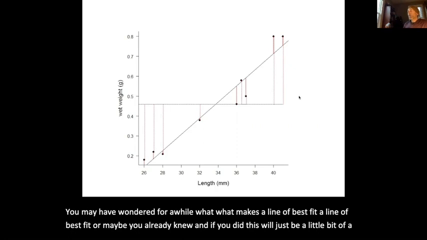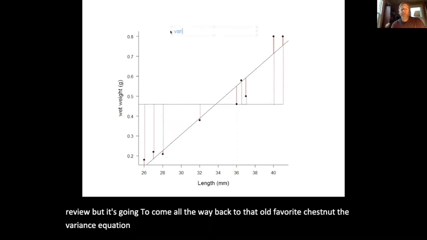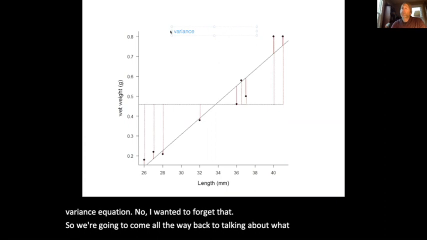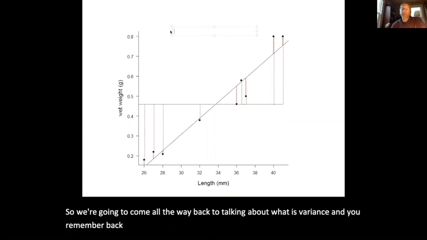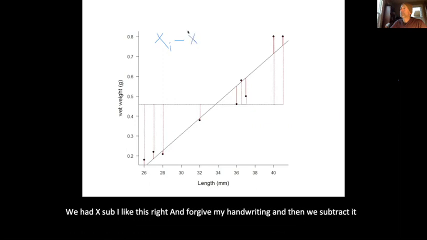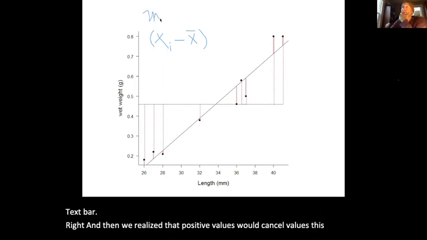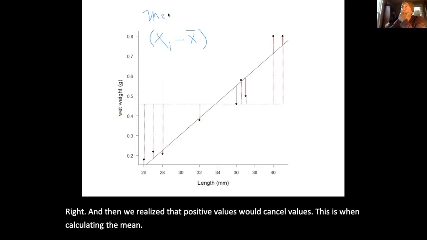But it's going to come all the way back to that old favorite chestnut, the variance equation. Oh no, I wanted to forget that. So we're going to come all the way back to talking about what is variance. And you'll remember back in variance, we had x sub i, like this, and forgive my handwriting. And then we subtracted off x bar, right? This was when calculating the mean, and variance around a mean.